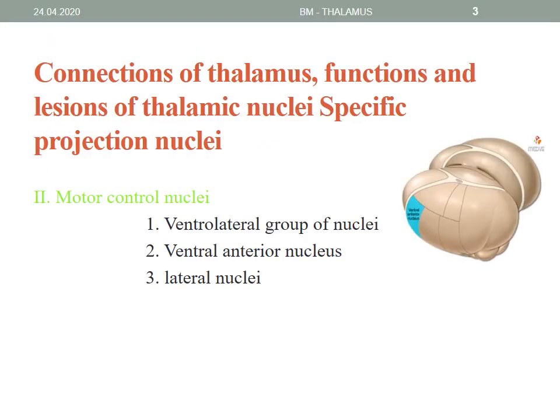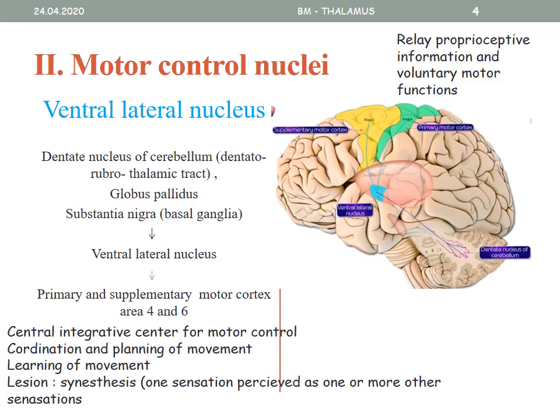Now we will look into the connections of the second group, that is motor control nuclei. They include the ventral lateral group of nuclei, ventral anterior nuclei and lateral nuclei. Now we will look into the connections of motor control nuclei, which include the ventral lateral nucleus and ventral anterior nucleus. First we will look into the ventral lateral nucleus.